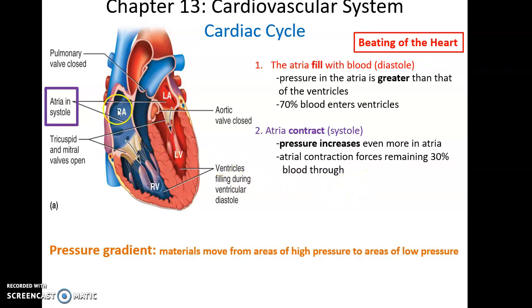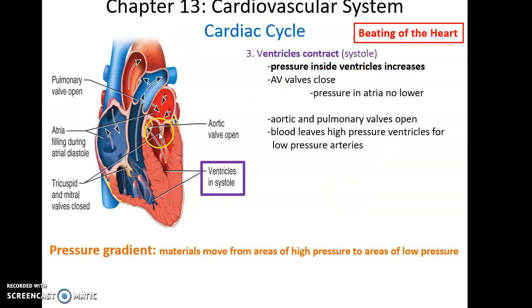And this is because the pressure in the atria is greater than the pressure in the ventricles. So this is a pressure gradient. So materials are going to move from where there's high pressure to where there's low pressure. So higher pressure in the atria sends the remaining blood into the ventricles. High pressure, low pressure. And that is atrial systole.